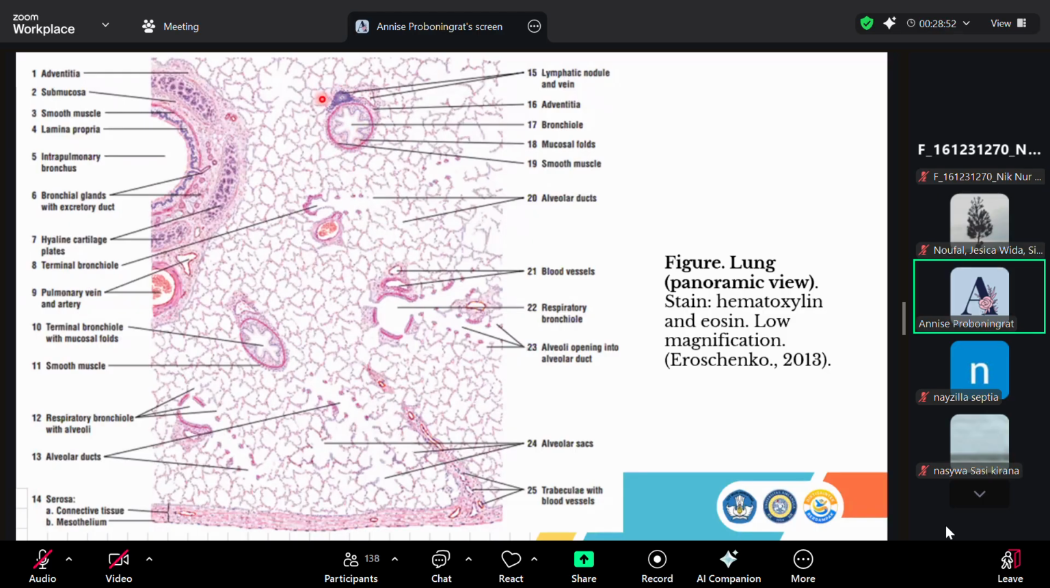And this is the bronchiole that is lined by mucosal folds, and lamina propria, smooth muscles, adventitia, and there are also lymphatic nodules. Lymphatic nodules are normally located or distributed in the lung parenchyma, especially near the bronchiole or bronchus.